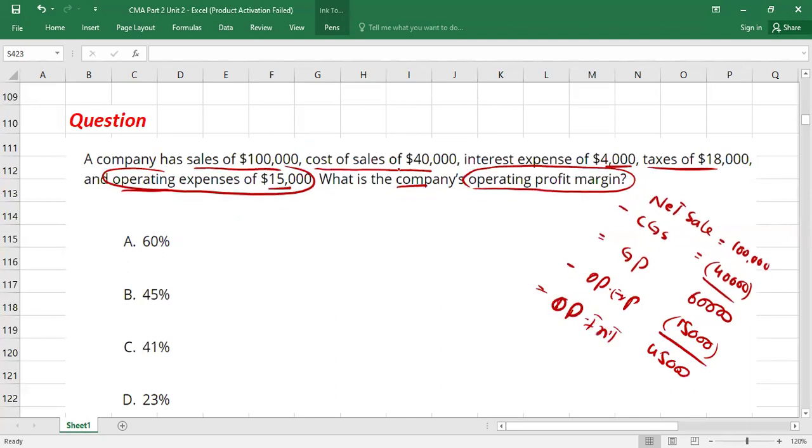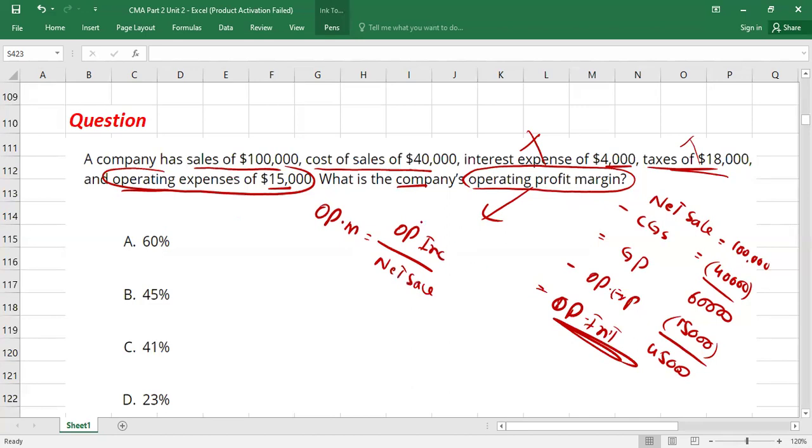You don't need to subtract interest. Where is interest? This. And tax. You don't need to even subtract tax, because we need operating income only. And operating income we got, because we have to calculate operating margin. So now we can calculate the ratio. So operating margin is calculated how? We need the value of operating income divided by net sales value. Operating income is how much? 45,000. And net sales value is 100,000. And multiply by 100. So this will give you 45% as the answer.